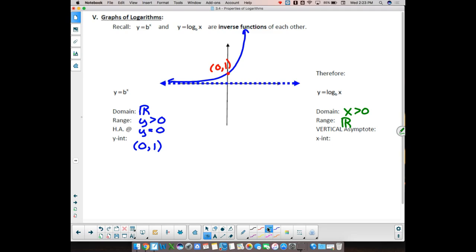Can't have a horizontal asymptote because I inverted it. So an invert makes it a vertical asymptote. What's the vertical asymptote going to be? X equals 0. If I take my red point here and I invert my x and my y, instead of it being 0, 1, now it becomes 1, 0.